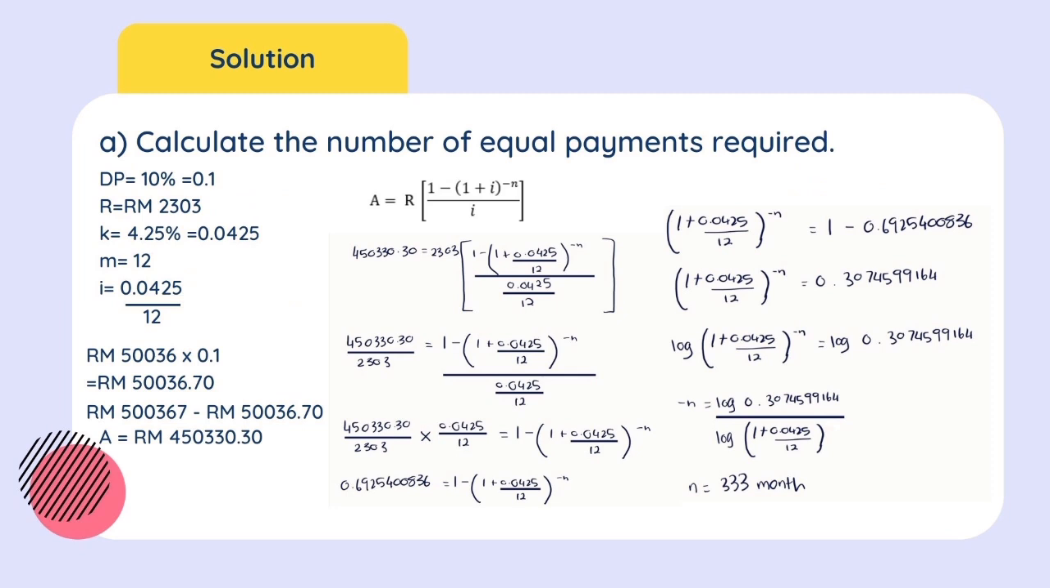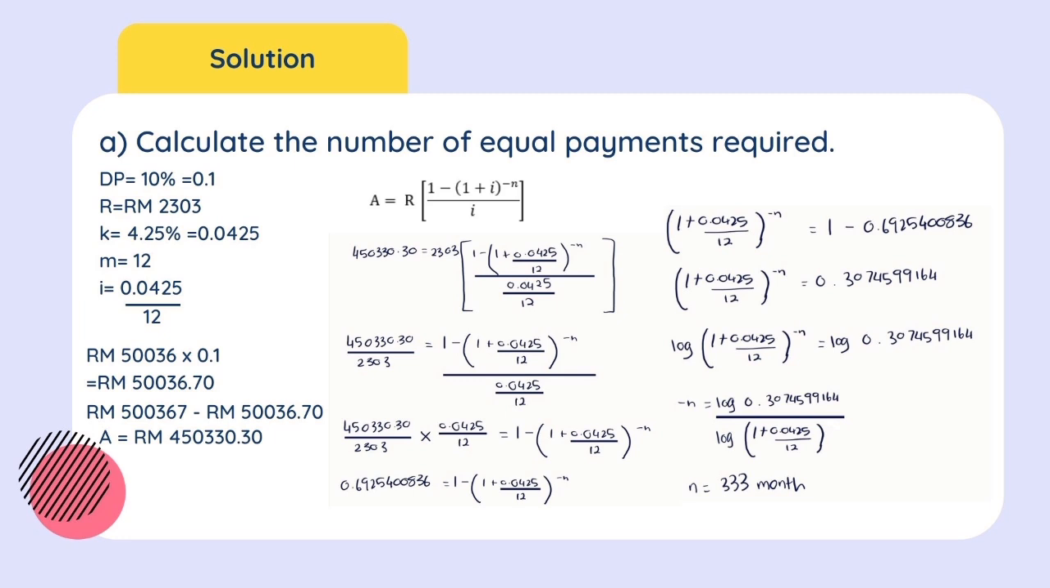Down payment is 10%, equal to 0.1. R is 2,303 ringgit. K equal to 4.25%, equal to 0.0425. M equal to 12. i equal to 0.0425 per 12. Thus, house costing 500,367 multiply 0.1 equal to RM 50,036.70. Thus, 500,367 minus 50,036.70, so A equal to 450,330.30.